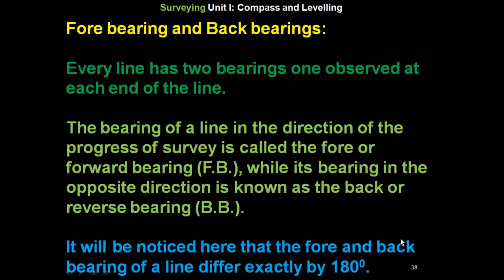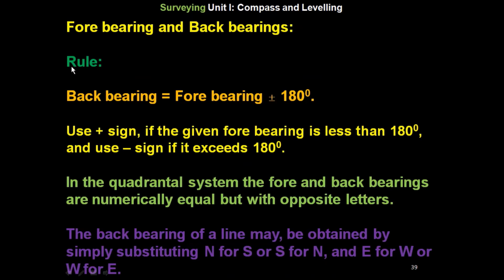Now we will see the fore bearing and back bearings. Every line has two bearings, one observed at each end of the line. The bearing of a line in the direction of the progress of the survey is called the fore or forward bearing, that is FB, while its bearing in the opposite direction is known as the back or the reverse bearing, that is BB. It will be noted here that the fore bearing and the back bearing of a line differ exactly by 180 degree.